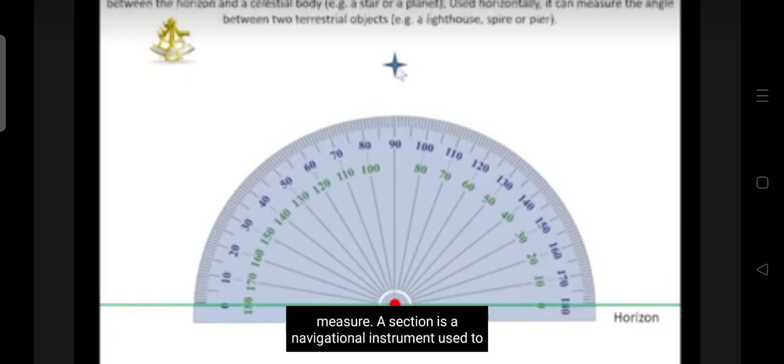What does a sextant measure? A sextant is a navigational instrument used to measure angles. In celestial navigation, it measures the angle between the horizon and the celestial body, star or a planet. Used horizontally, it can measure the angle between two terrestrial objects, say a lighthouse, spire, or a pier.